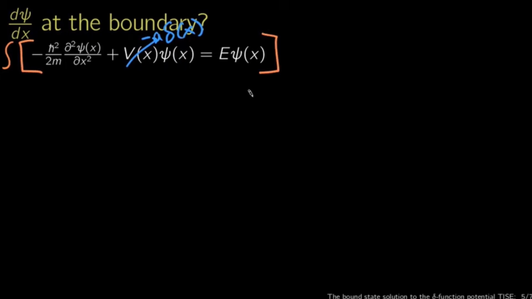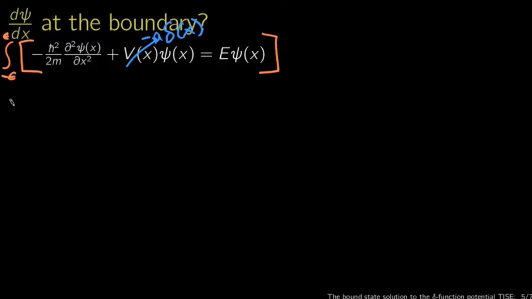Where does it make sense to integrate the Schrödinger equation? Well, I know everything about the solution away from the boundary, but I don't know what happens at the boundary. So let's just integrate over the boundary. Let's integrate from, say, minus epsilon to epsilon, just integrating over the boundary.